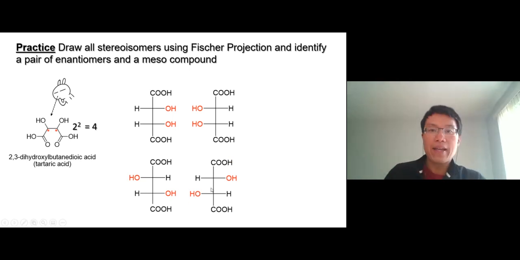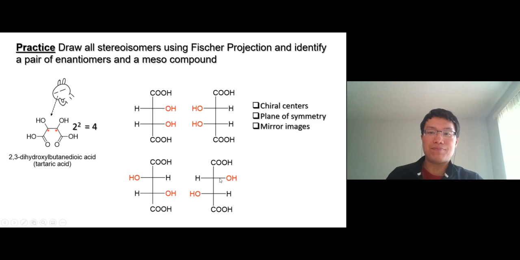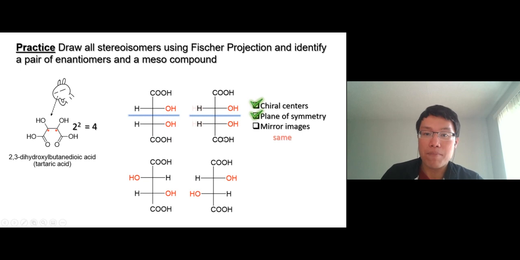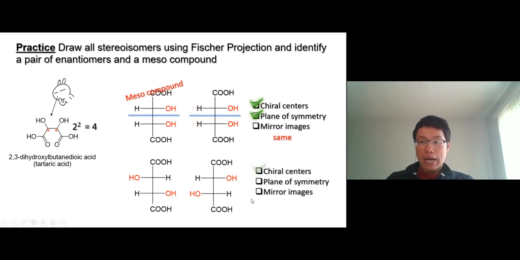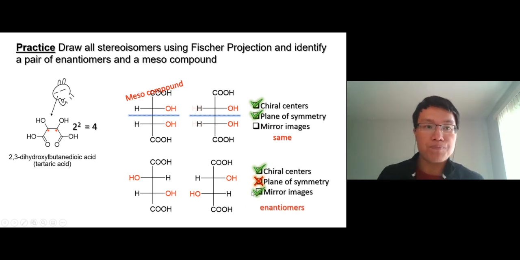Okay. All right. Can you see a meso compound? First of all, these two, do they have chiral centers? Yes. Do they have a plane of symmetry? Yes. So these are the same compound. If I flip it 180 degrees, it looks exactly the same. They are identical. So this is just one structure we call a meso compound. Okay. All right. So down here, that's going to be an enantiomer, left and right and left. These are enantiomers. They have chiral centers, no plane of symmetry. Then yes, they are mirror images, enantiomers.